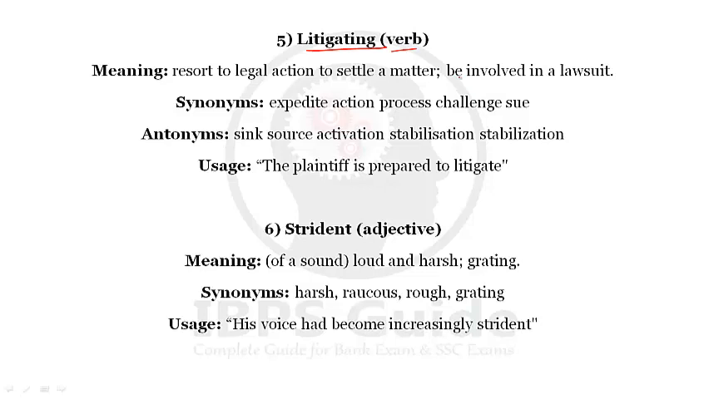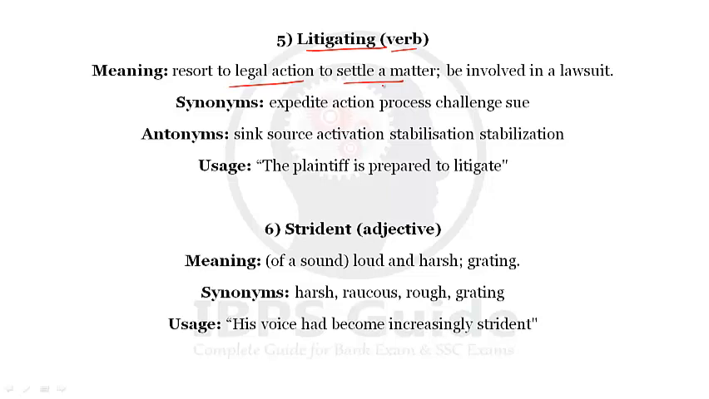To be involved in a lawsuit. Resort to legal action to settle a matter. Koi bhi matter ko legal actions ke saath resort karna, to be involved in a lawsuit, that is called litigating. Synonyms: expedite, action, process, challenge, sue. When we say this is a litigating matter, jiske against koi legal action liya ja sakta hai, lawsuit karna padega, that is called litigant.